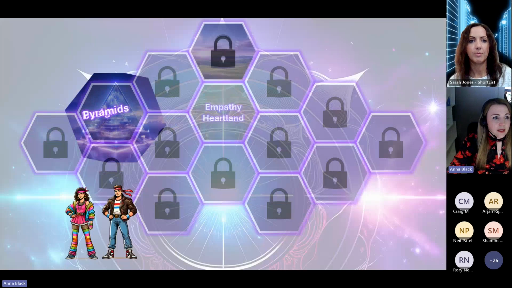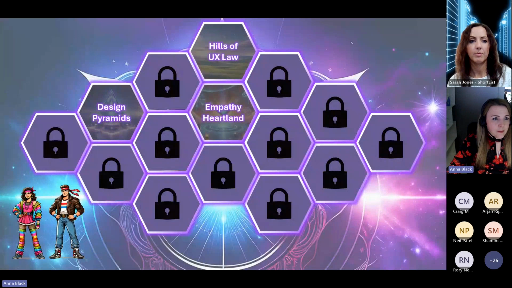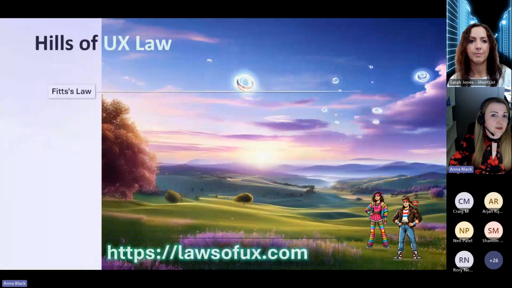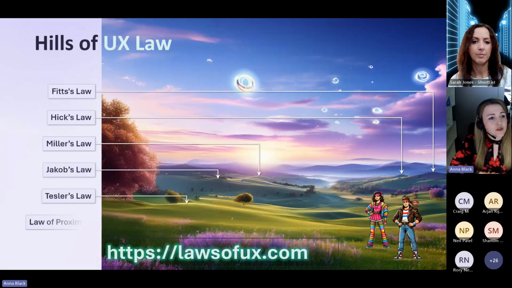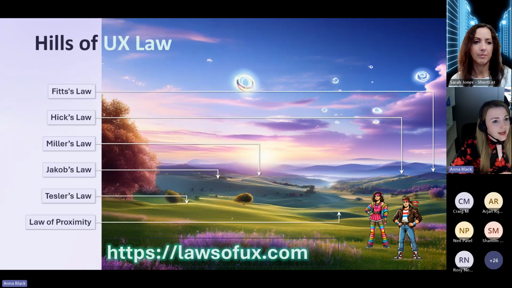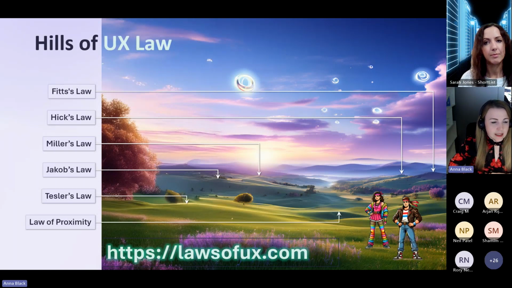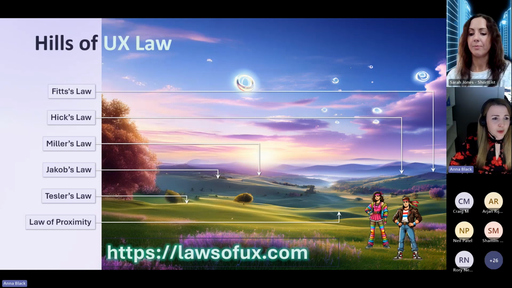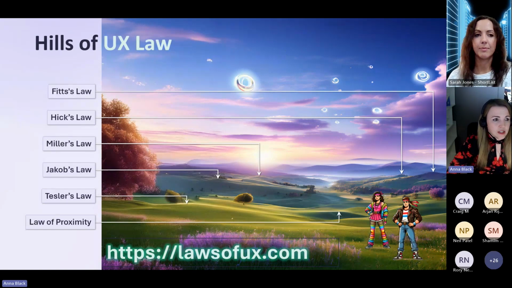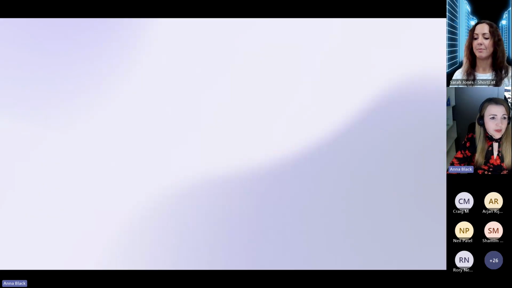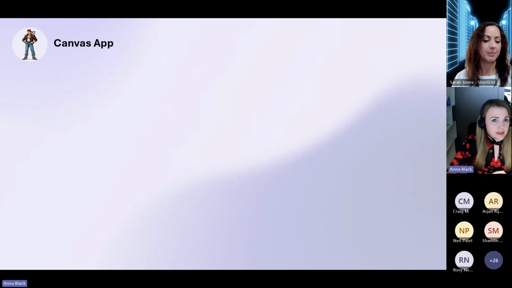So moving next, we are traveling to the hills of UX law. Here, each of the hills represents a foundational law of user experience, which needs to be understood and incorporated into our designs. There are probably around 20 laws, if not more. If you would like to find out more, I highly recommend that resource. For today's session, I only picked my 6 favorite ones, just to explain what they are. I would like to show you some examples.